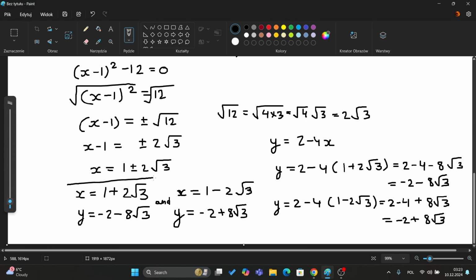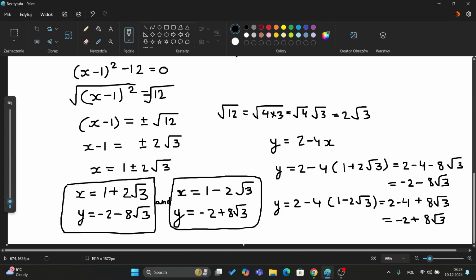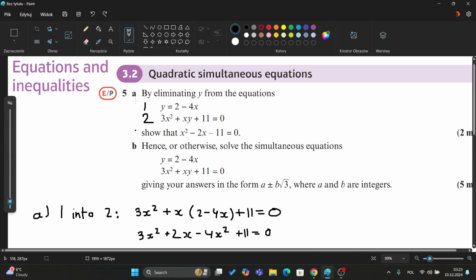So it is either this set or it is either this set. And now you should be able to do quadratic simultaneous equations for exercise 3b.